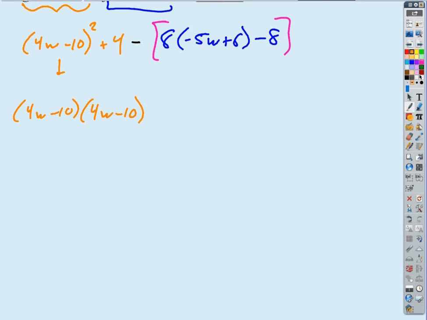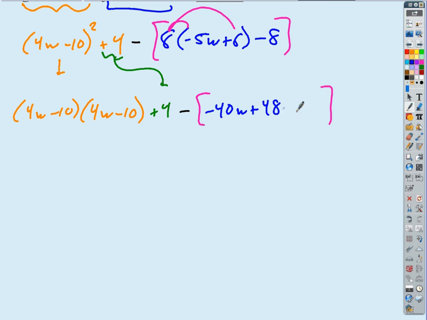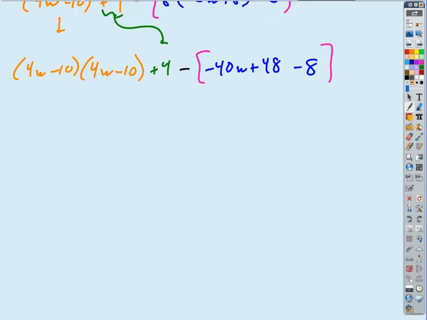And then let's kind of color code this whole thing. So this part is just my plus 4, right? And then we've got minus everything in the pink brackets. Well, this is easier here. All I've got to do here, this is just linear stuff. I'm just going to distribute the 8, right? So I'm going to get negative 40w plus 48 minus 8, right?